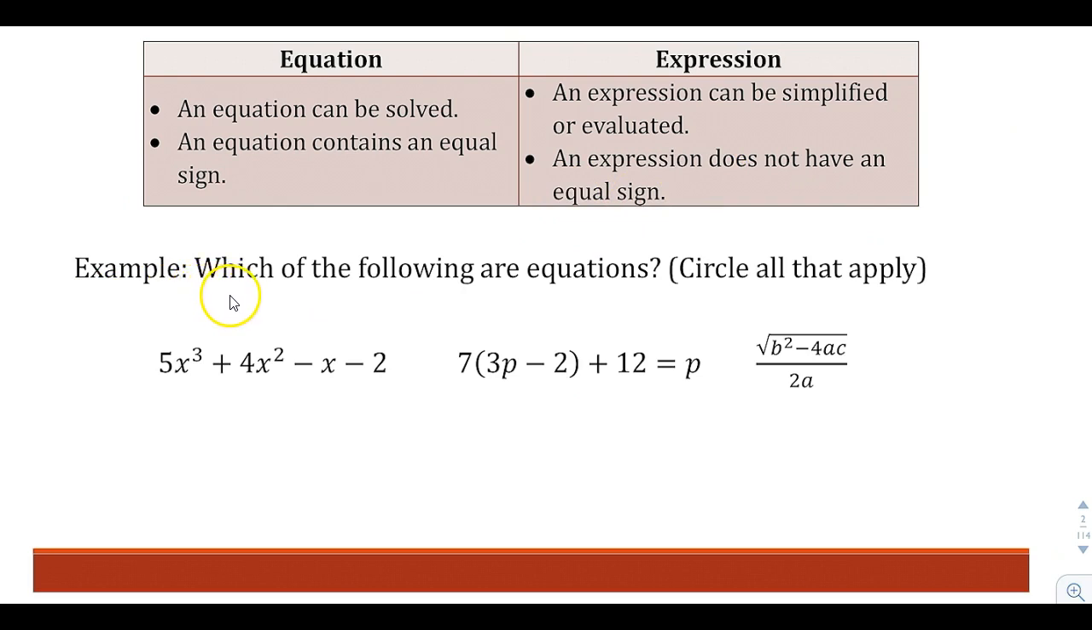So in our first example, which of the following are equations? Circle all that apply. So mainly we are looking for an equal sign. So this first one is an expression. It does not have an equal sign. This second one does have an equal sign, so I am going to circle it. It is an equation. And this last one does not have an equal sign, so it's not an equation.